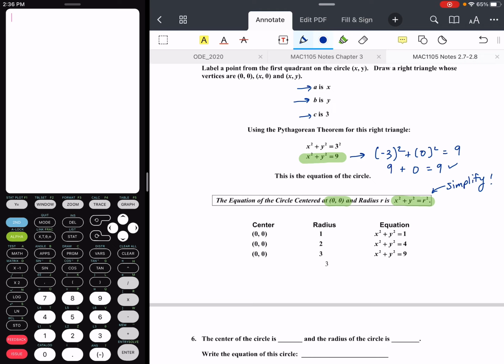Here are three examples. We've got three circles centered at 0, 0. A circle with a radius of 1: the equation would be x squared plus y squared equals 1, because 1 squared equals 1. Centered at 0, 0 with a radius of 2, we'd have x squared plus y squared equals 4, because our radius 2 squared equals 4. And finally, the example we just saw, centered at 0, 0 with a radius of 3: x squared plus y squared equals 9, from 3 squared.